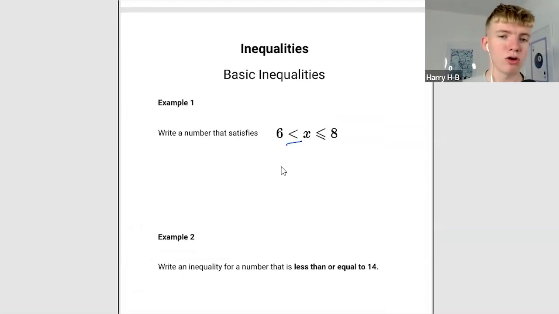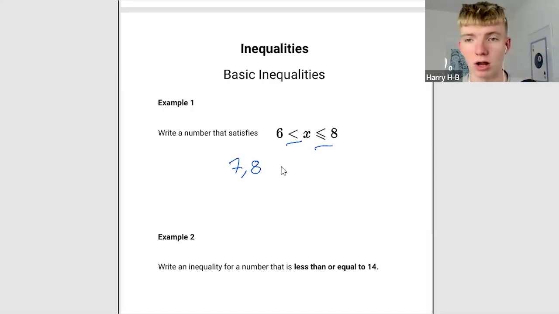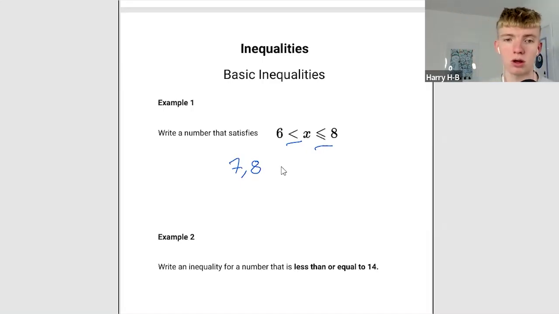This little sign is showing us that the number is greater than 6. So it has to be higher than 6. It can't be 6, it has to be higher. And then on this side, it's showing it is less than 8, but it can also be equal to 8, leaving our 2 possibilities to be 7 and 8. Of course, you could have decimals involved here as well if you wanted to be a nerd and say those, but I wouldn't accept that as a right answer just simply because that is too nerdy.